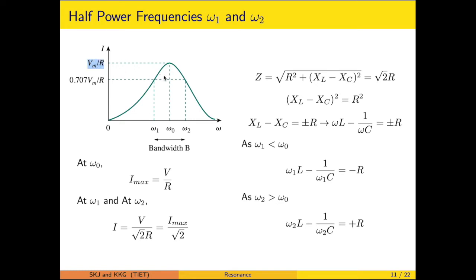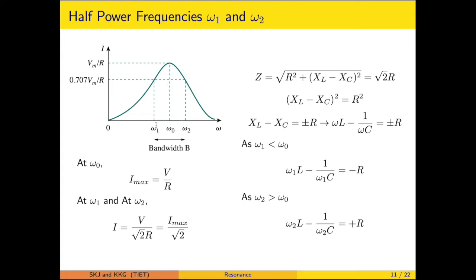Now at this Vm by R, the current is maximum. We are considering two situations: one in the capacitive region, the other in the inductive region, where the current comes out to be exactly the maximum current upon root 2. The purpose of this is that corresponding to this particular current, the power delivered will be half of the power delivered at resonance. That's why the name half power frequency is given for omega 1 and omega 2.